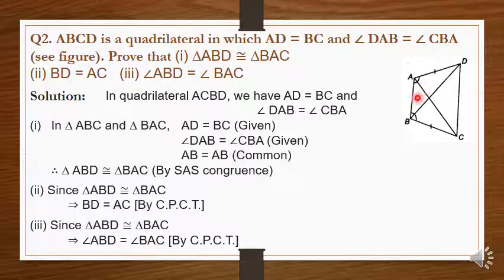So if we choose these two triangles, this and this, for this triangle, this is the corner side, and for this triangle, this is the corner side. So when we are talking about angle ABD, it lies in triangle ABD, and angle BAC lies in triangle BAC. So therefore, by CPCT only we can say that they are congruent.